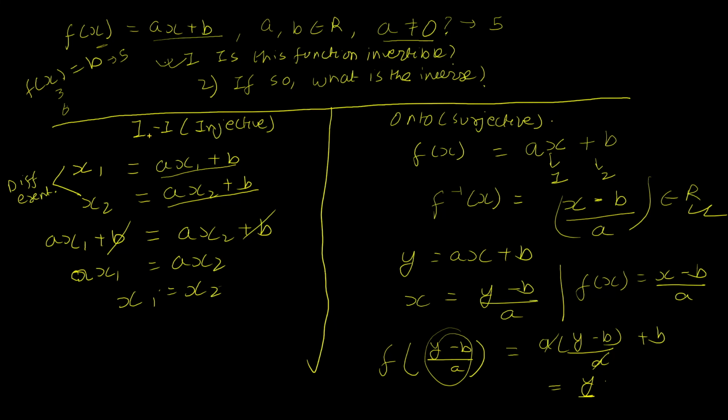So here we prove that the function is injective as well as surjective, right? So it means that it is a one-to-one correspondence and therefore its inverse exists. So since the function is one-to-one and onto both, and this is also called bijective, the inverse exists.